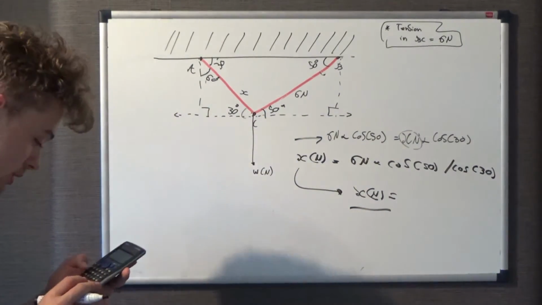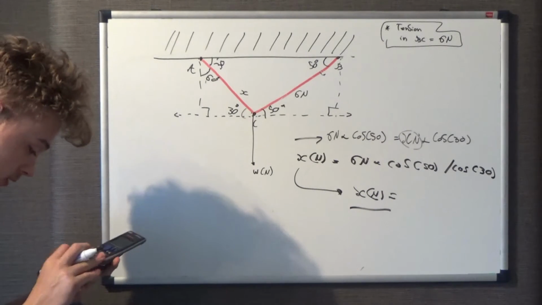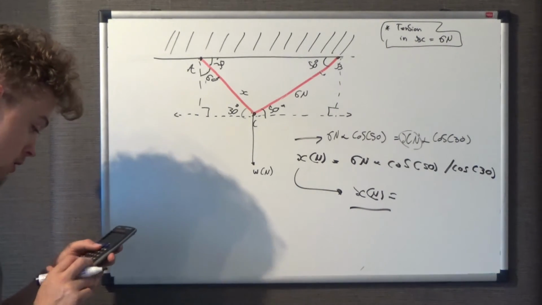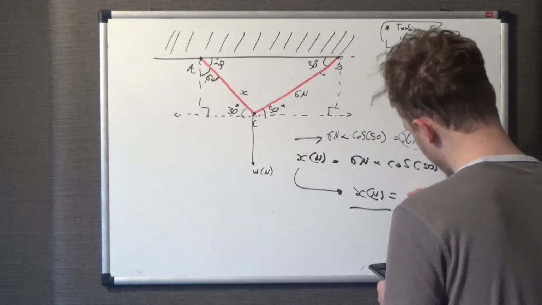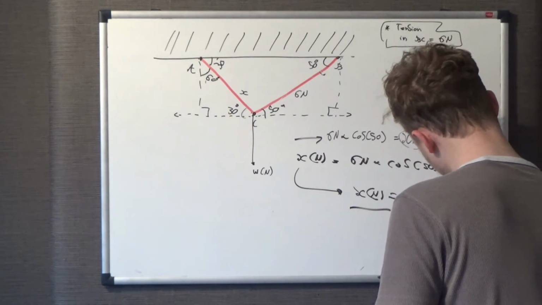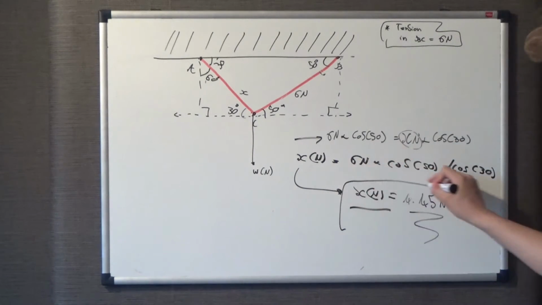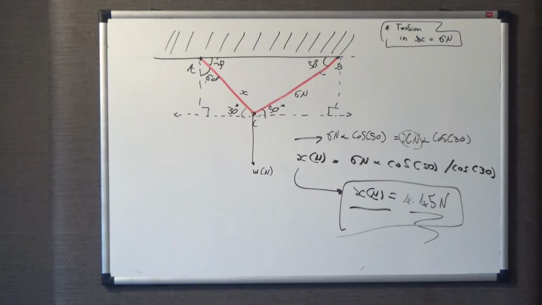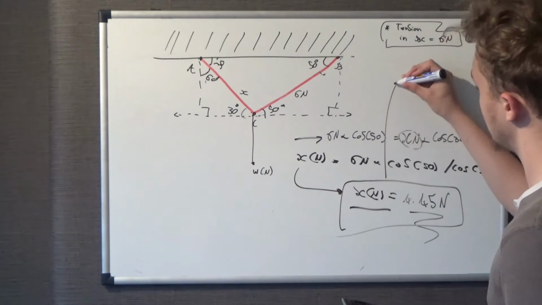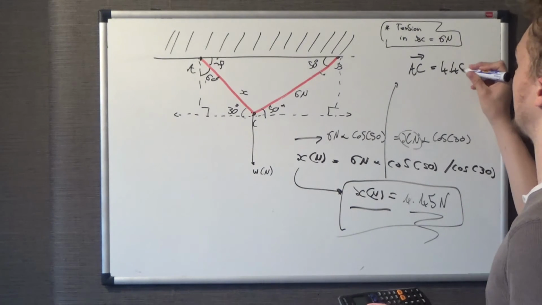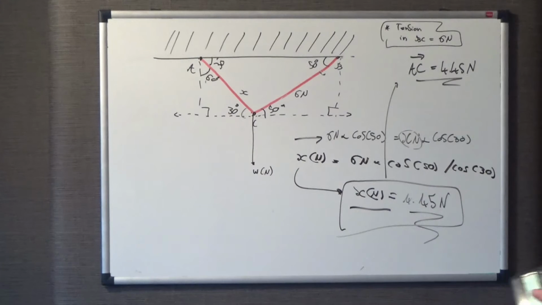So when you do get an answer for that, which should be 4.45 newtons, that is the value. Now, if you've done it like I have here, you can't just say X N is 4.45 newtons. Well, you can, but you won't get full marks. You need to explicitly state that that is the tension A to C. So you need to say therefore the tension in A to C is equal to 4.45 newtons.